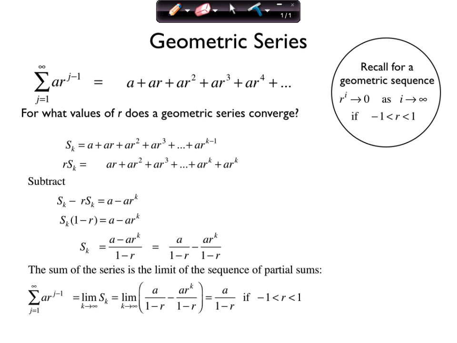So what did we find out? If r is between -1 and 1, the sum of the series is a over 1 minus r. So not only do we know when the geometric series converges, we know what it converges to. When r is between -1 and 1, the same condition for the sequence, the series will converge. And now we also know what it converges to, a over 1 minus r.